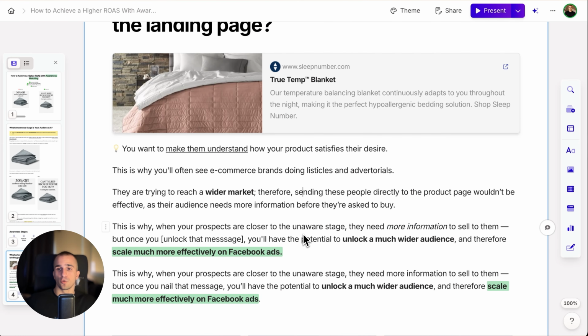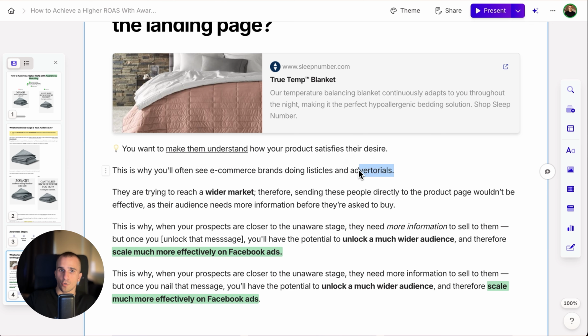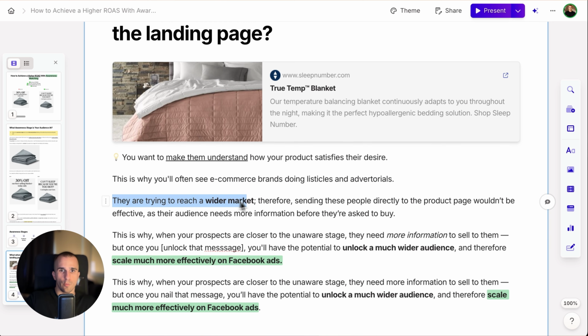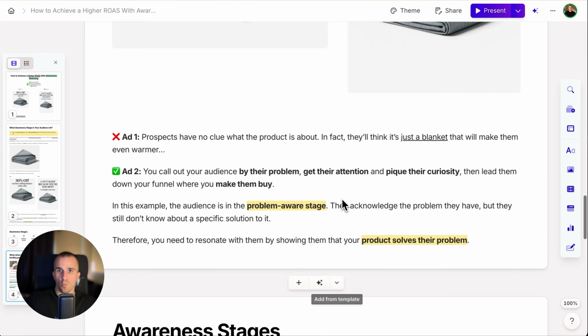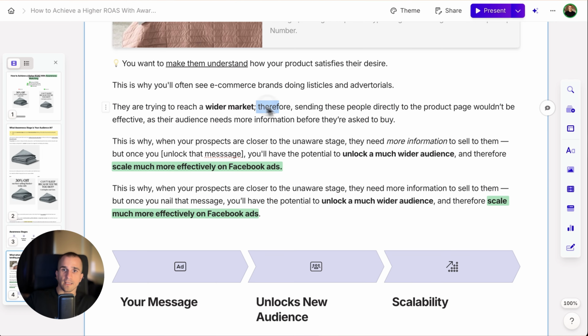One example to show you how very successful brands are optimizing their landing page based on the awareness stage is that this is why you will often see e-commerce brands doing listicles and advertorials. Because if you're trying to reach the wider market, for example, you want to reach the unaware stage or the problem aware stage, if you send these people directly to the product page, it wouldn't be effective because they need just way more information before they're asked to buy.